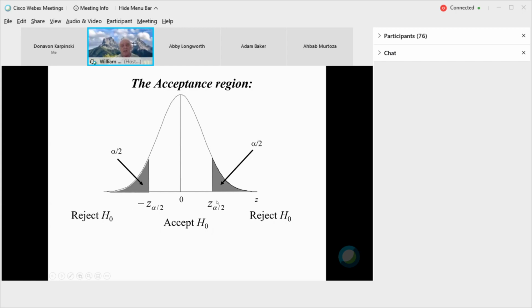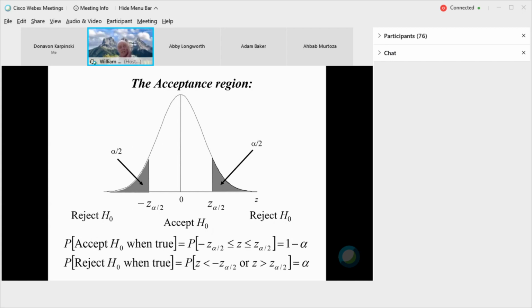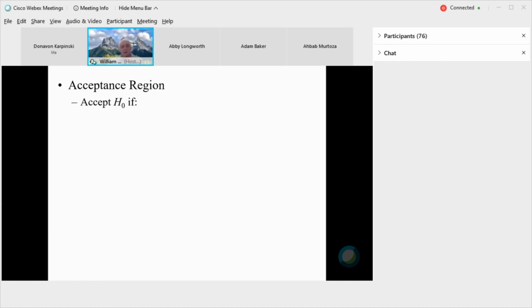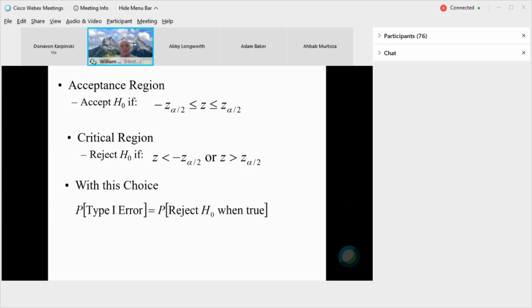This number is found in a table. It'll depend on the value of alpha. With this choice, the chance of accepting H0 when it's true will be equal to 1 minus alpha. The chance of rejecting H0 when it's true will be equal to alpha. So accept H0 if Z is between minus z alpha over 2 and plus z alpha over 2. Reject if it's outside of that region. With this choice, the chance of a type 1 error, the chance of falling in the critical region when H naught is true, is equal to alpha.